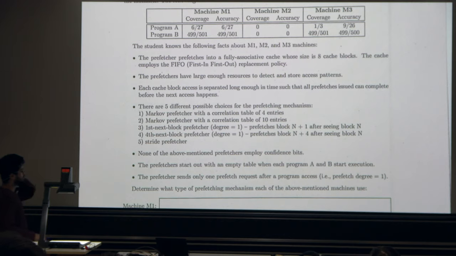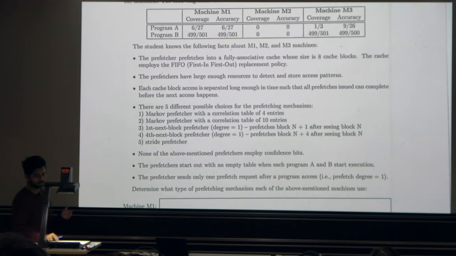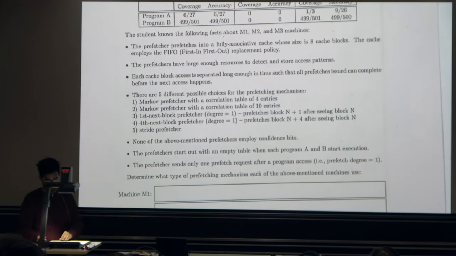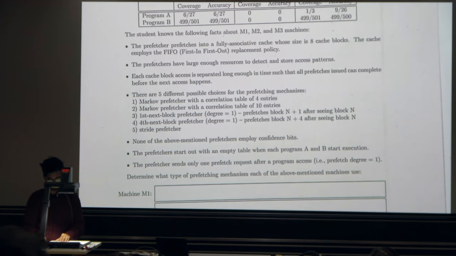Now, none of them have any confidence bit, and each starts with an empty table, and the prefetch degree is only 1. That means we only send 1 prefetch request for each demand access. So now the question is: determine what type of prefetching mechanism each of the aforementioned machines uses.